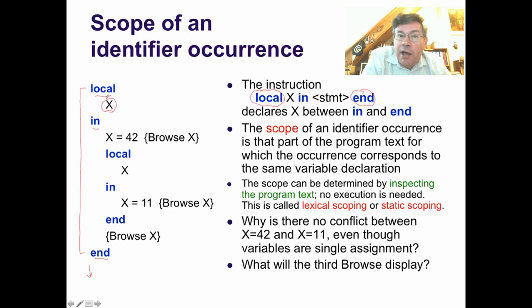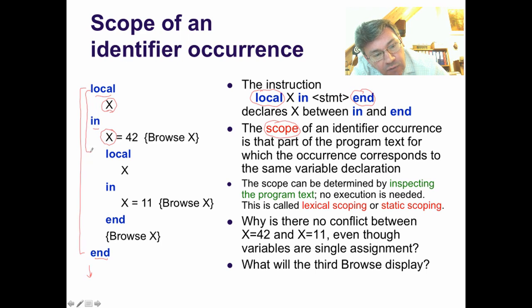In addition to identifiers, variables, and environments, the fourth concept is called the scope. The scope of an occurrence of an identifier is that part of the program text for which the occurrence corresponds to the same variable declaration. So for example, the scope of this x here is in fact the part of the program that starts from the local ends here. Here we have another local, but that's another declaration. So the scope ends here, there's a hole in it, and it continues here. So the scope of this occurrence of x is two separate parts taken together, this part and this part.